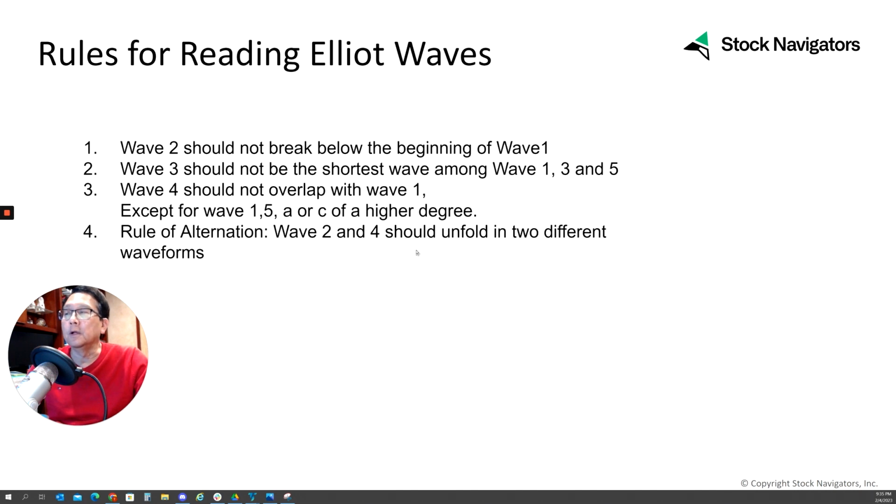In order to understand the Elliott Wave, there are 4 rules here that you have to remember by heart. Number one, wave number two should not break below the beginning of wave number one. Number two, wave number 3 should not be the shortest wave among wave 1, wave 3, and wave 5. Number three, wave 4 should not overlap with wave 1, except for wave 1, 5, A, or C of a higher degree. And number 4, the rule of alternation.